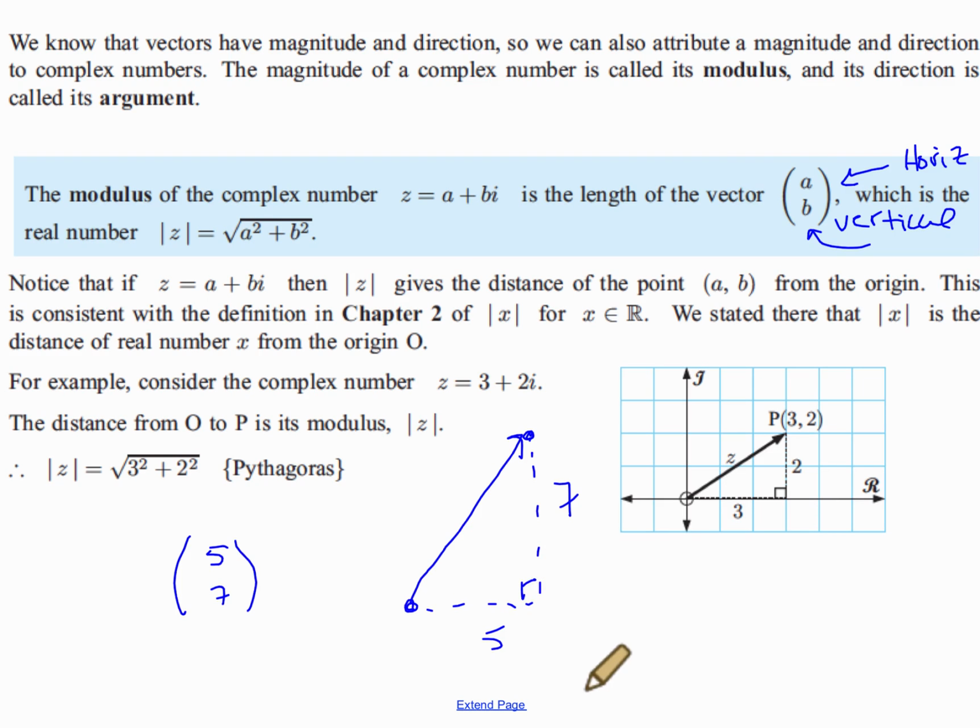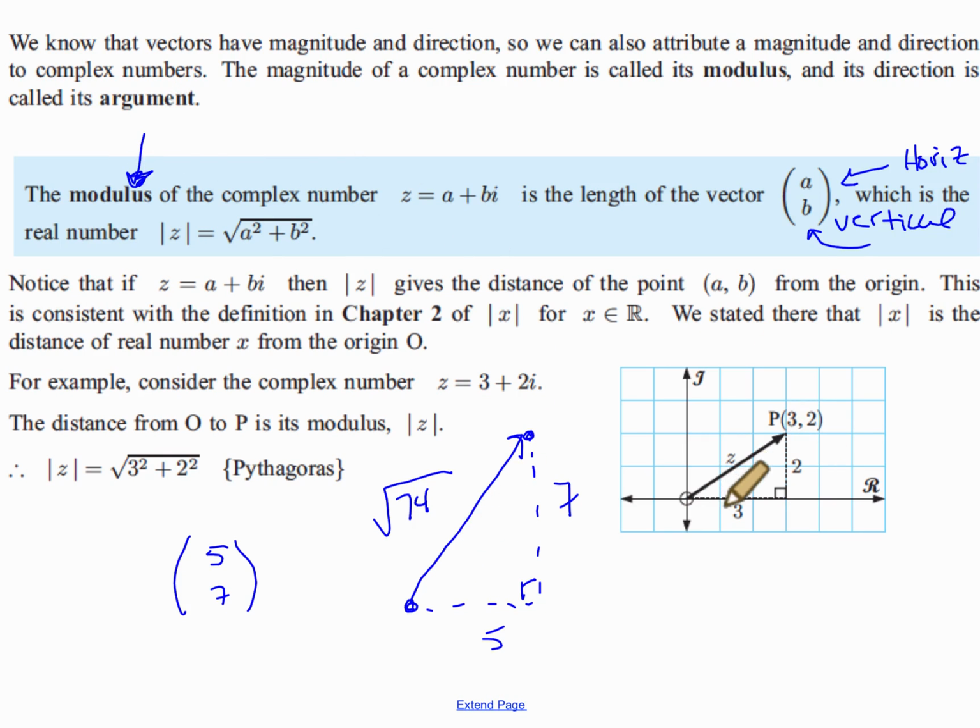Well, we got a right angle here, yes? So to figure that out, I use the Pythagorean theorem, which is the square root of 49 plus 25, which is 74. Square root of 74 is the magnitude of this vector. Well, with complex numbers, we refer to it as the modulus because that would be the distance from 0.